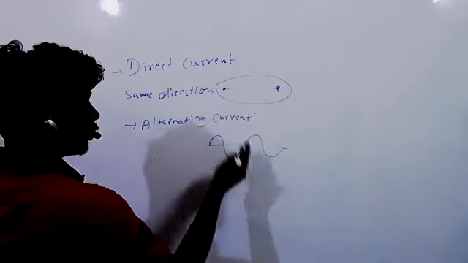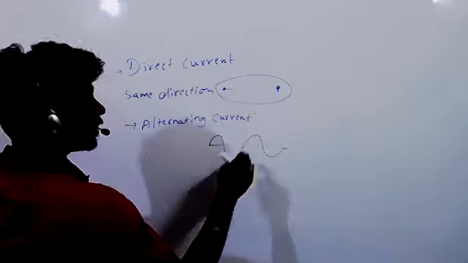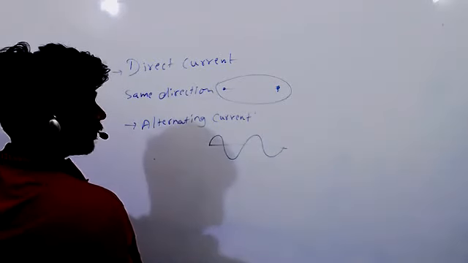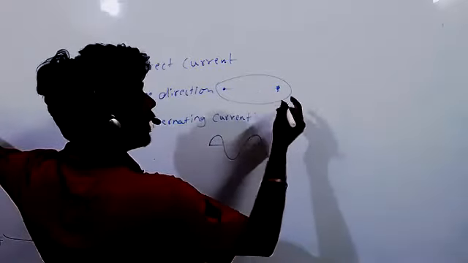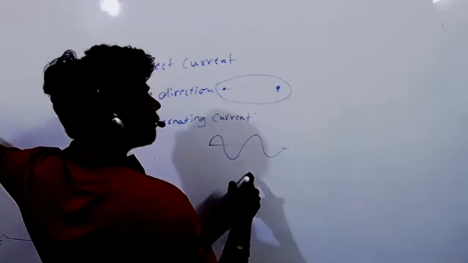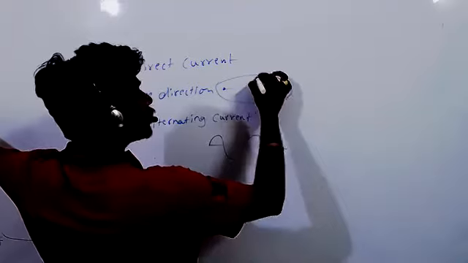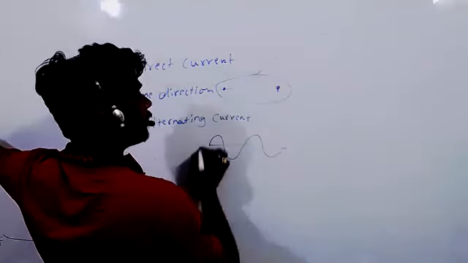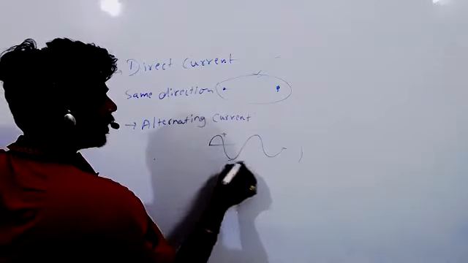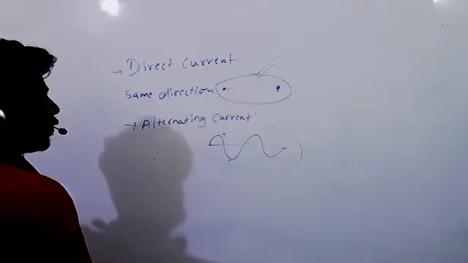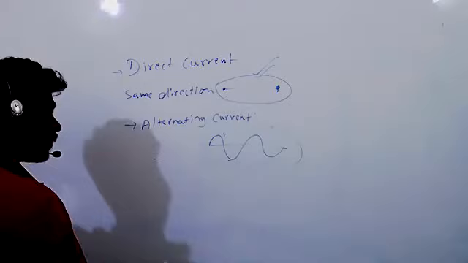Which one can we store, direct current or alternating current? In a battery, which current are you getting? Direct current. So we can store direct current, but we can't store alternating current. Why? Because of the plus cycle and minus cycle: one time it will charge, one time it will discharge.